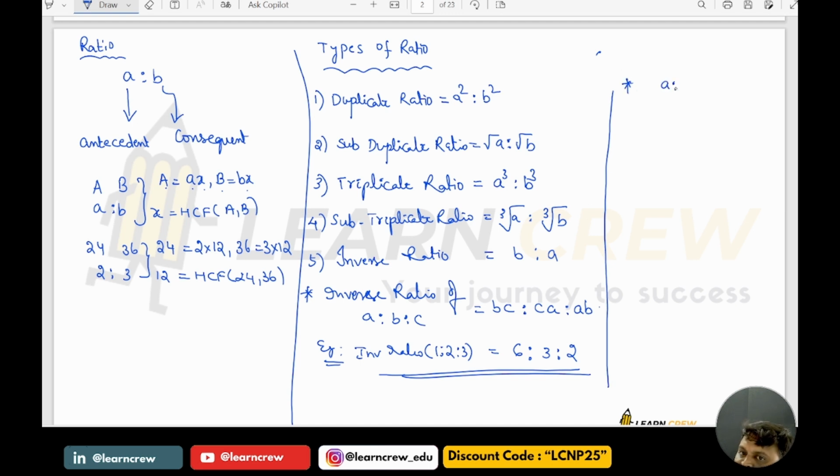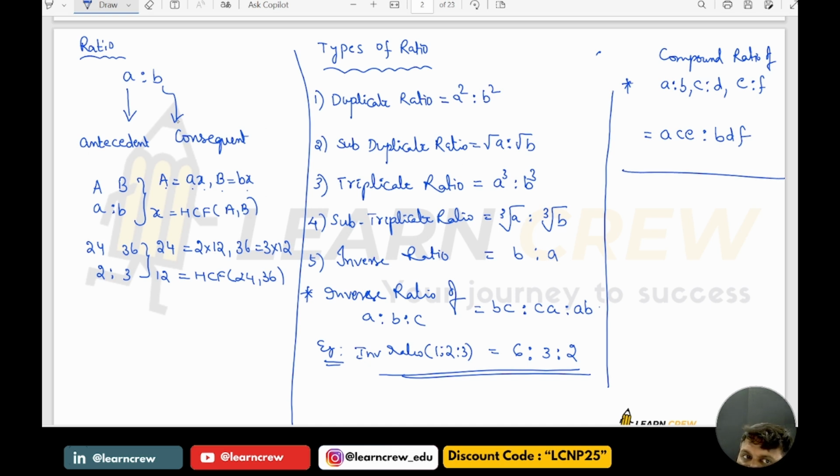Now, for example, we have different ratios. A is to B is one ratio, C is to D is another ratio, E is to F is one more given ratio. What is the compound ratio of the given ratios? It is given by ACE is to BDF. So the product of antecedents is to the product of consequents is the compound ratio.